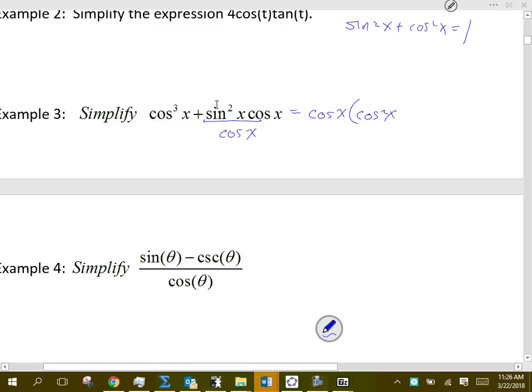And then what's going to happen over here? The factor on the top and the factor on the bottom are the same, so they just cancel and leave you with sine squared. What's cosine squared plus sine squared? 1. And obviously then that just leaves you with cosine x.